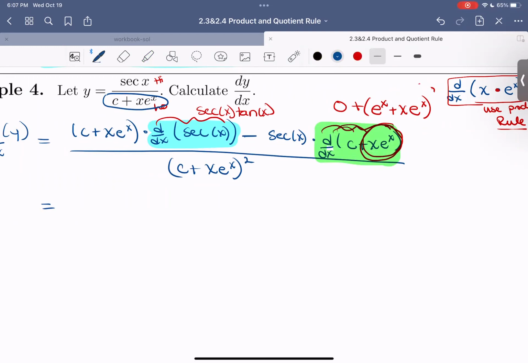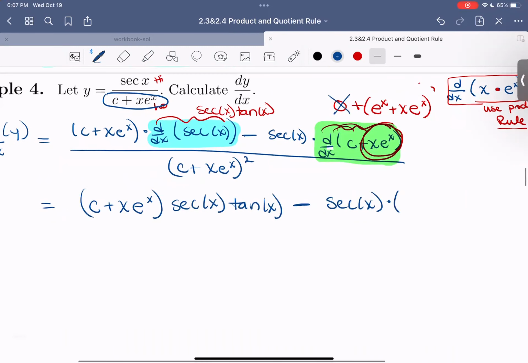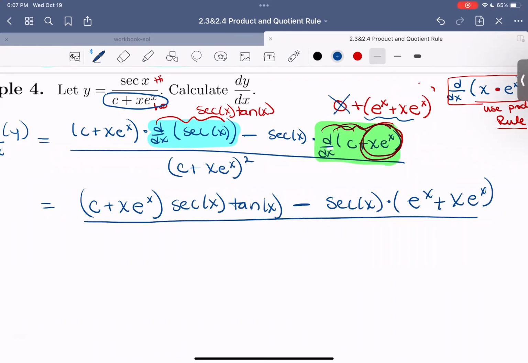So now let's just gather what we have. So I still have that first c plus x e to the x. So that is c plus x e to the x times secant x times tangent x minus, now I'm on that next term, secant x times, so again, we don't have that 0. We don't need to include the 0. Adding 0 does nothing for us. Times, now we have this term, e to the x plus x e to the x. Then we're going to divide all of that by c plus x e to the x squared.